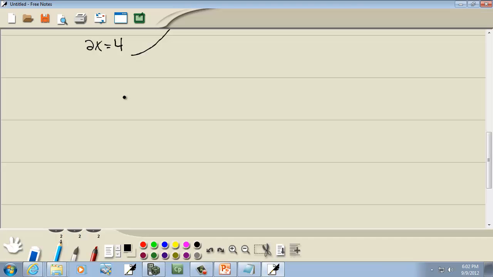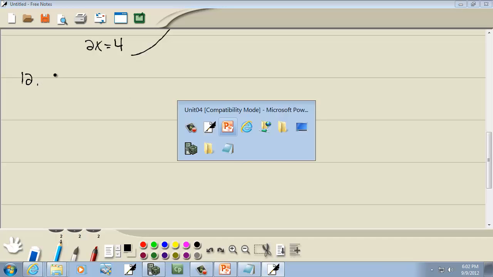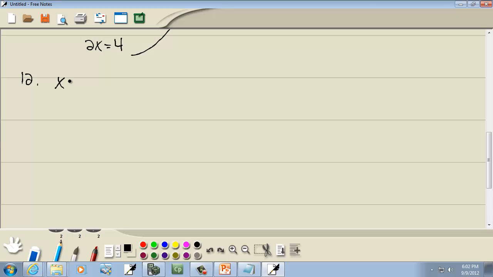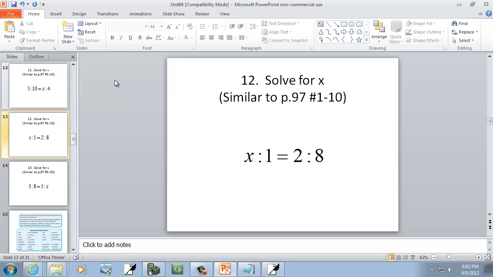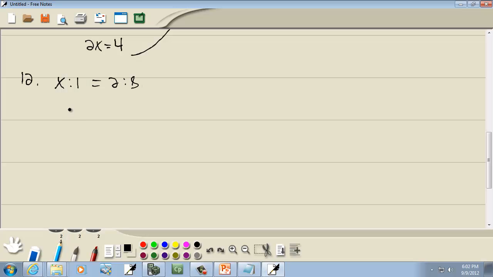Let's look at another one. Got x colon 1 equals 2 to 8. Okay, let's set this up. x over 1 equals 2 over 8. Now I'm going to reduce that 2 over 8. Top and bottom both divisible by 2. 2 divided by 2 is 1. 8 divided by 2 is 4. So this becomes x over 1 equals 1 over 4.